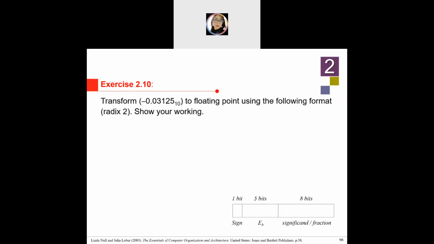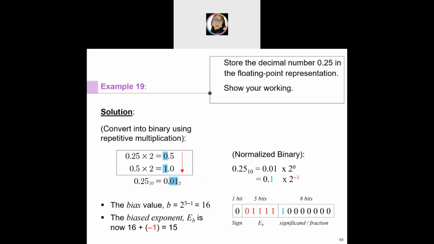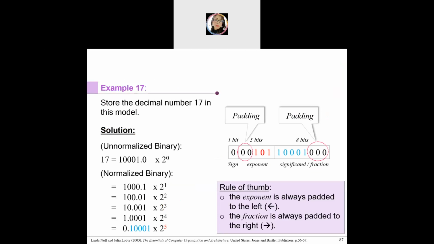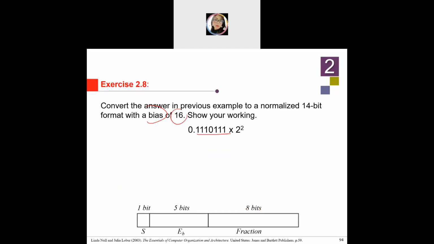Here also similar. You have a negative floating point number. You just need to convert to binary and then follow exactly the rules: E prime, and then B equals 2 to the power of N minus 1, and EB equals B plus E prime. Okay, so that is about the beginning side of floating point. After this, you're going to look into floating point in terms of IEEE.